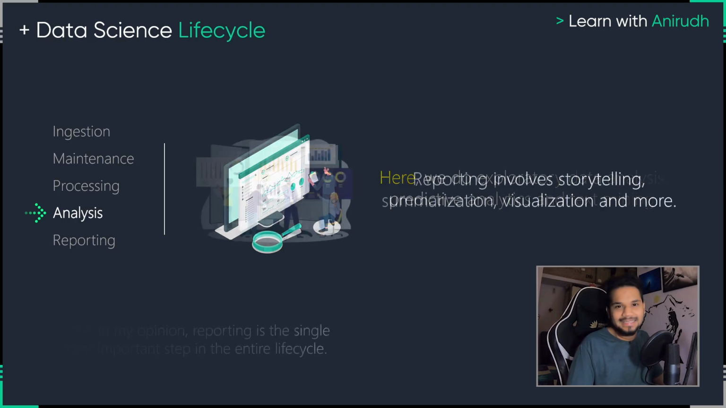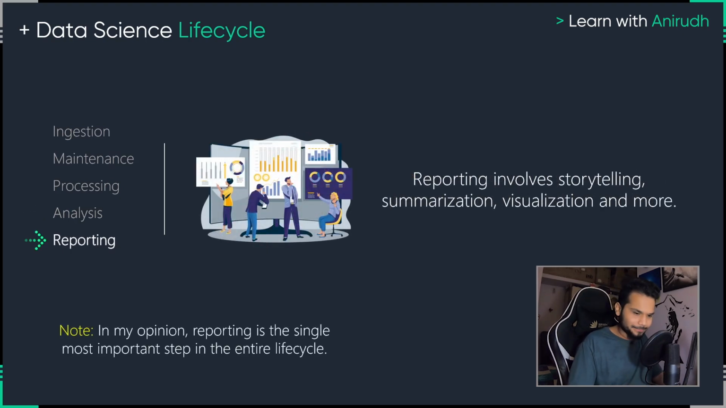Now, after analysis comes the next step, which is reporting. Ladies and gentlemen, you might have heard from a lot of sources that analysis is the most important part in data science. But let me tell you that reporting, in my opinion, is really the most important step. Data science is a very complex domain. You know it, I know it, of course. And it's pretty simple when you start learning it and you start figuring it out.